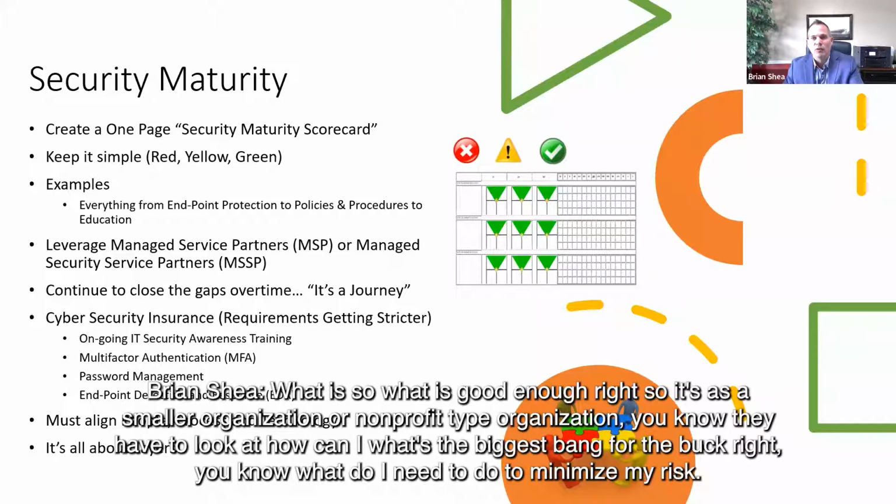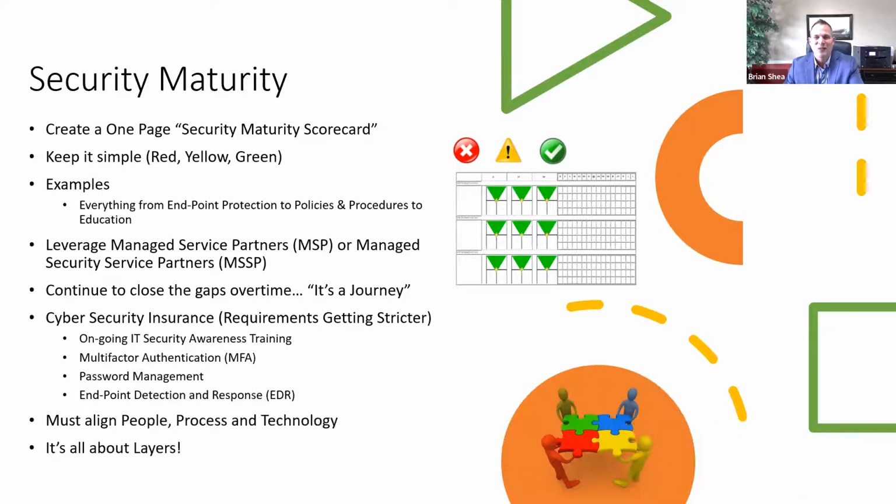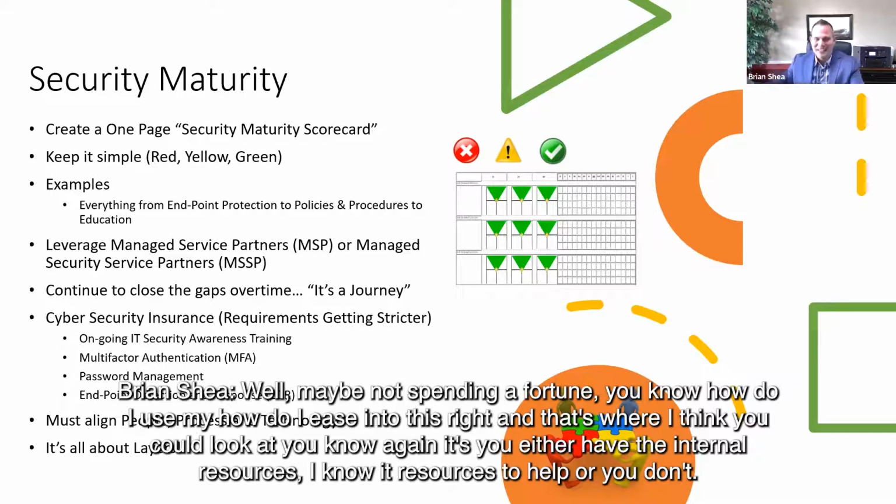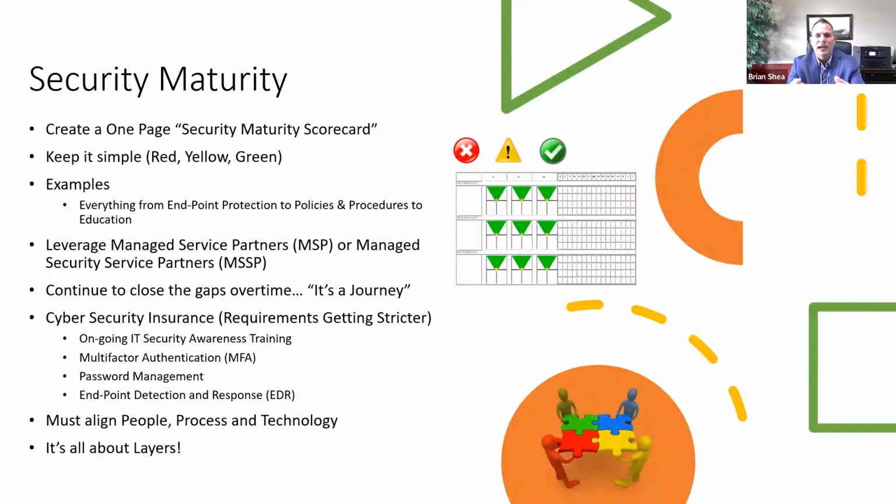So as a smaller organization or a nonprofit type organization, they have to look at what's the biggest bang for the buck, right? What do I need to do to minimize my risk while maybe not spending a fortune? How do I ease into this, right? And that's where I think you could look at, again, you either have the internal IT resources to help, or you don't.